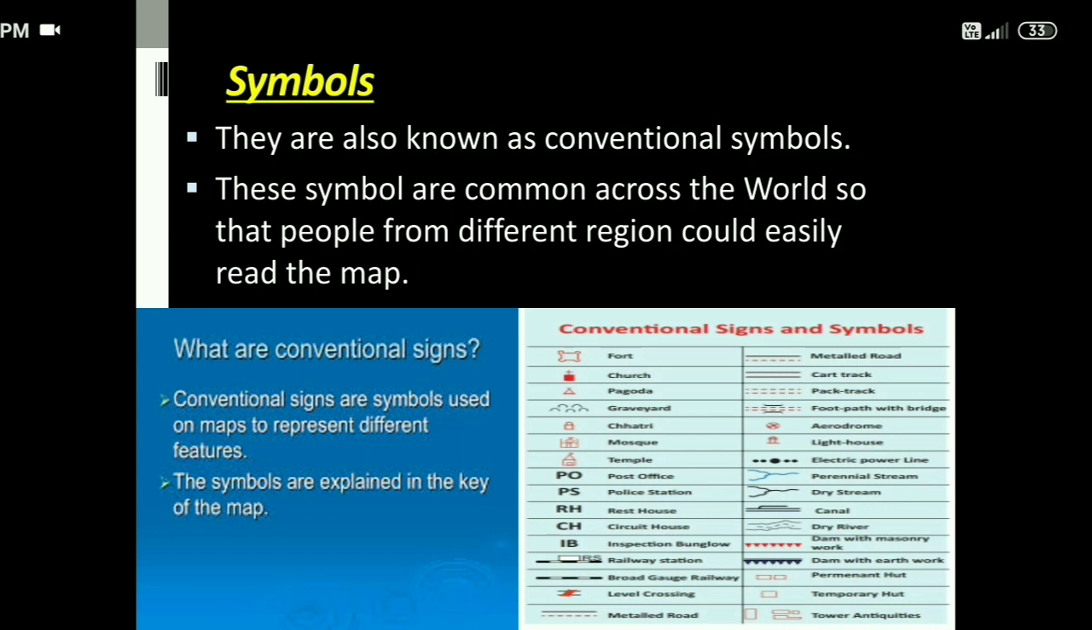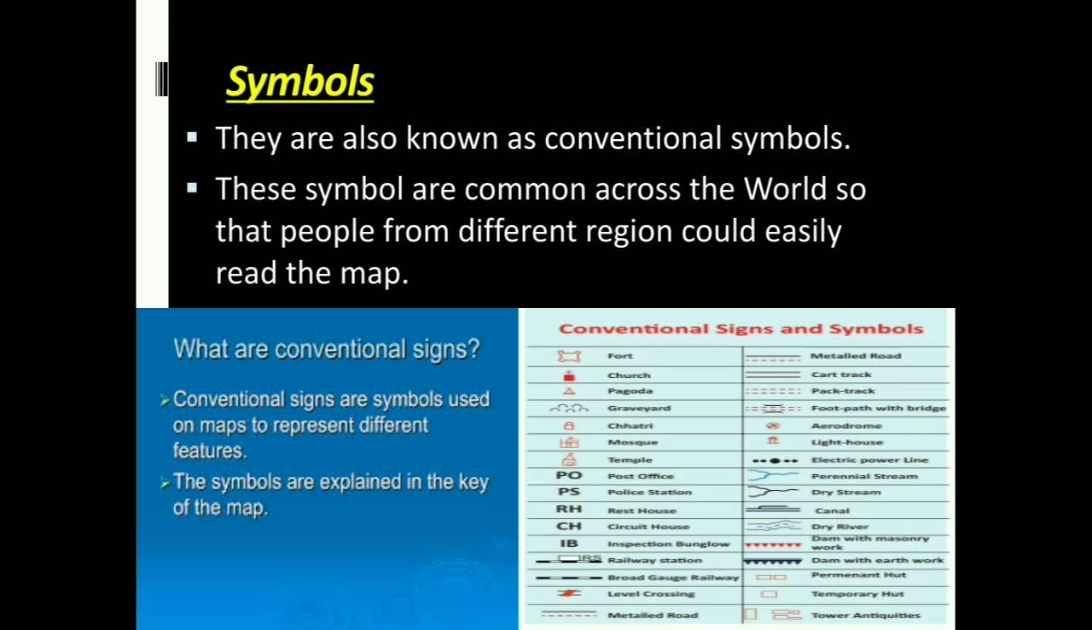Now we come to symbols. Maps give you a lot of information about the surface of the earth. This information is not in the form of pictures but in the form of symbols. These symbols depict things because it is not possible to show the actual size and shape of different features like roads, bridges and lakes on the map. So they are shown by using certain symbols. These symbols are common across the world so that people from different regions can easily read the map. They are also known as conventional symbols.